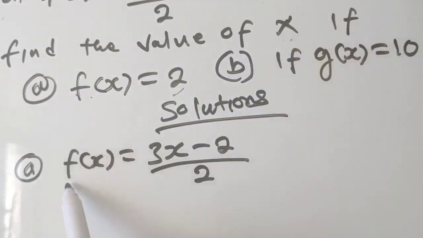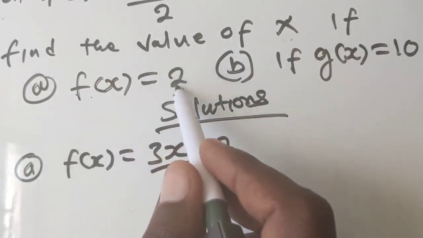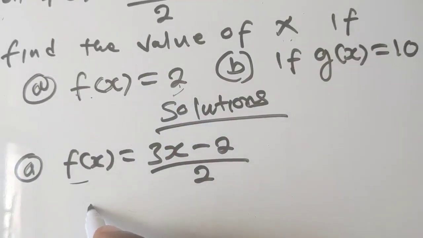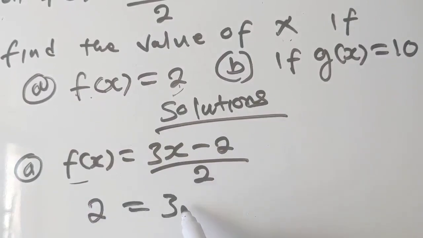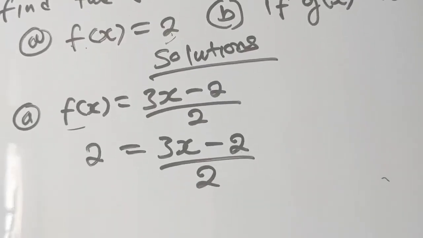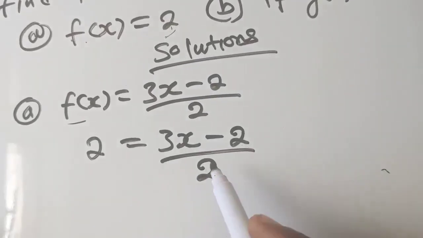So they're saying that f of x, they have already found it. It is this one. So you replace this f of x with 2. So it is going to be 2. We have just replaced, this is equal to 3x minus 2 over 2, like that. This is what they mean. Then you find the value of x.